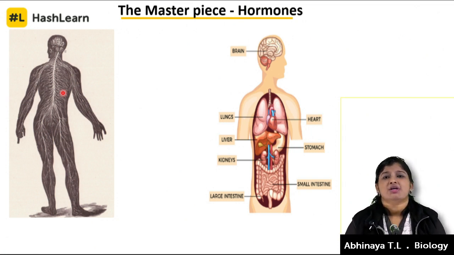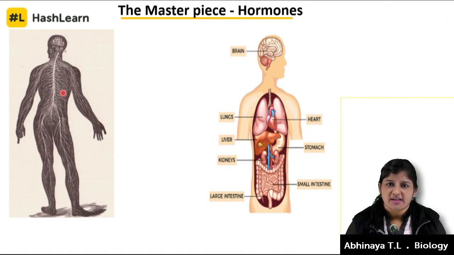Now you can ask me a question, ma'am, when the nervous system is there to coordinate everything in our body, why do we need the endocrine system?